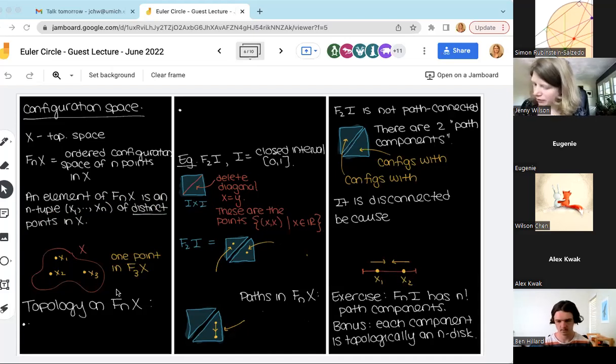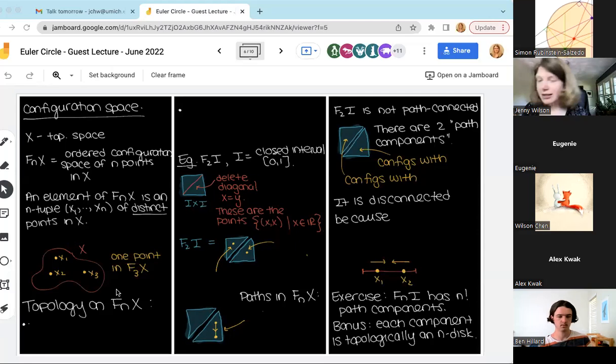And here's an example. If X here is my topological space, this squishy red thing, then I've chosen 3 points in my space, which I've labeled X1, X2, and X3. So this choice of 3 points corresponds to 1 point in my configuration space. And so as a set, the configuration space is the set of ordered lists of n distinct points in X.